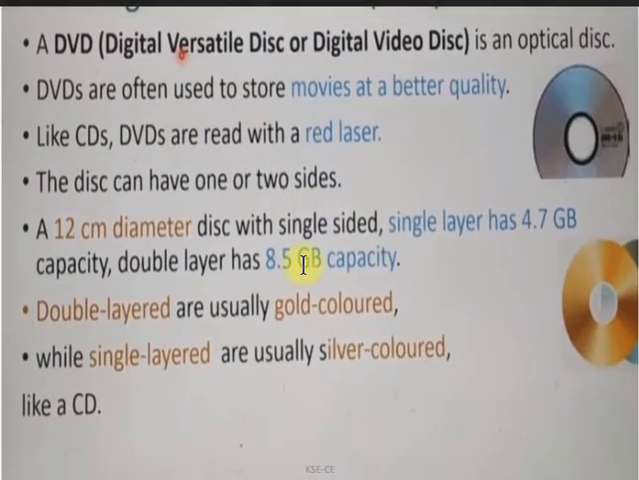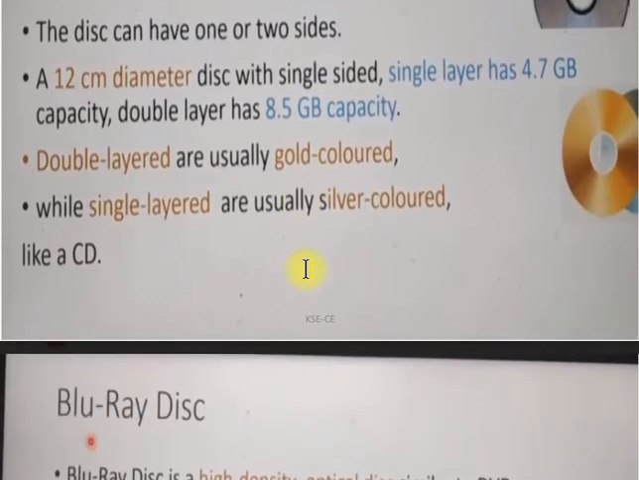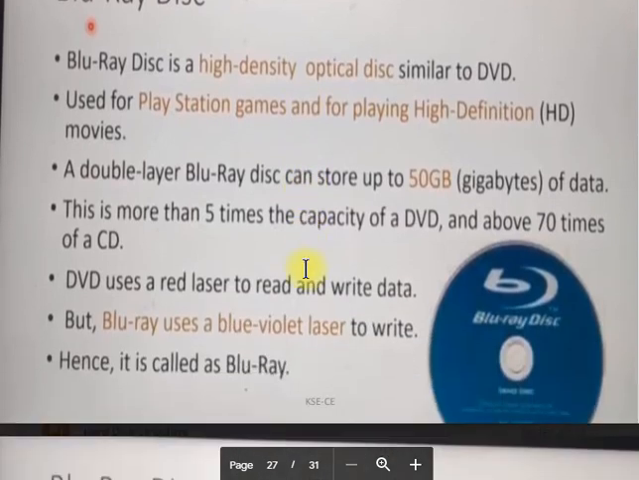Okay, so double layer means it's coated with gold color. Single layer means it's coated with silver color. But double layer has a storing capacity of 8.5 gigabyte, while single layer has a storing capacity of 4.7 gigabyte.